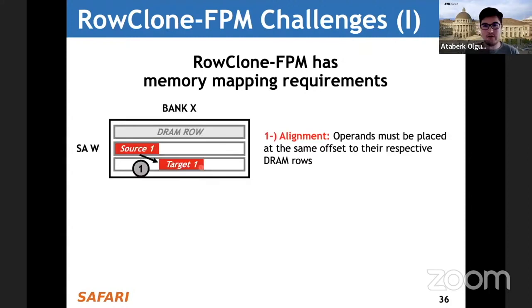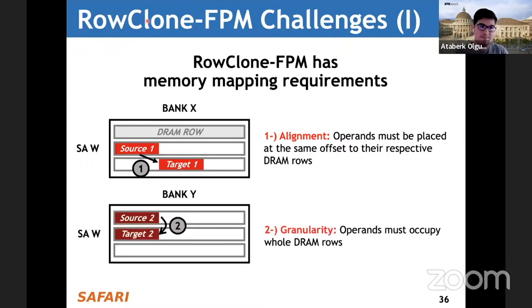The first requirement is what we call the alignment requirement. This states that the operands must be placed at the same offset in their respective DRAM rows. And this figure explains it better, I think. Since source 1 and target 1 are at different offsets, we won't be able to copy source 1 to target 1 because their bit lines are not aligned. By doing RowClone FPM operations, we cannot copy this data from this location to the other location.